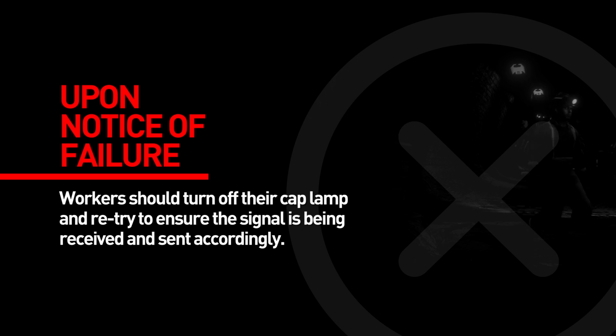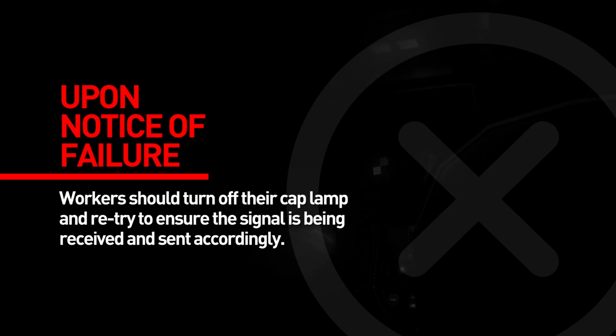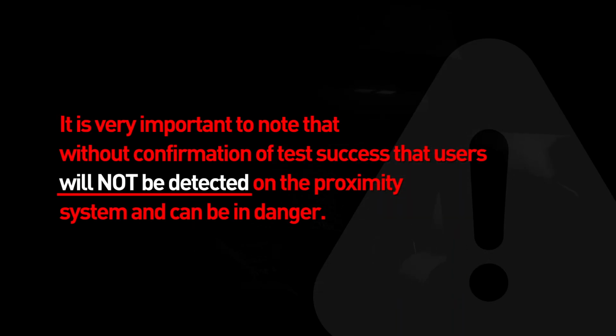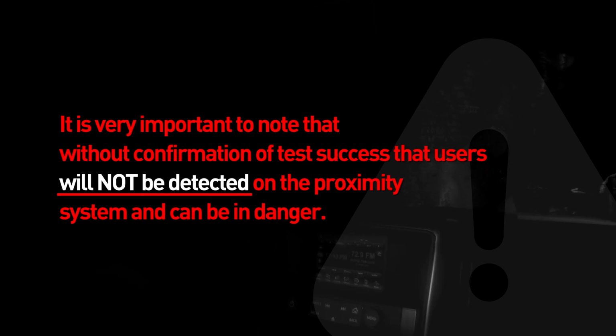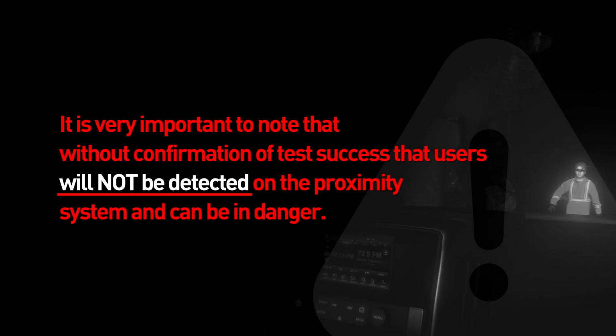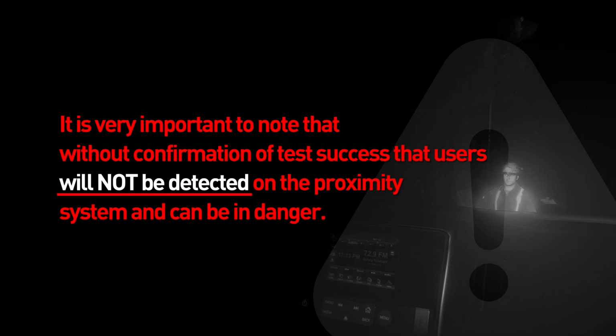Upon notice of failure, workers should turn off their cap lamp and retry to ensure the signal is being received and sent accordingly. It is very important to note that without confirmation of the test success, users will not be detected on the proximity system and can be in danger.